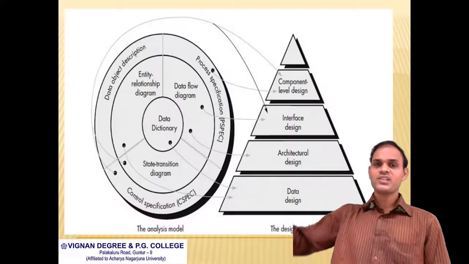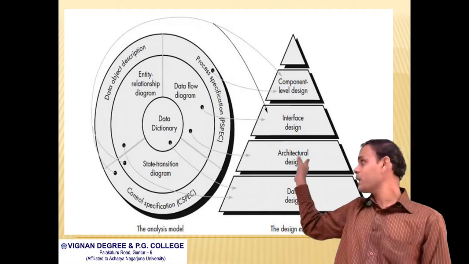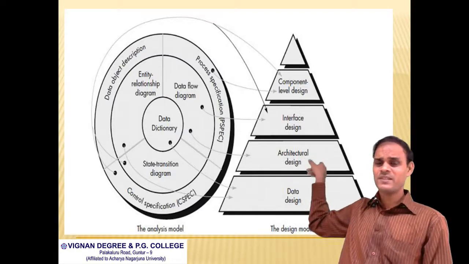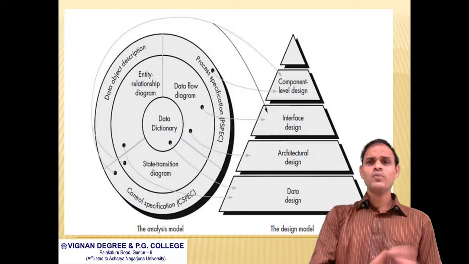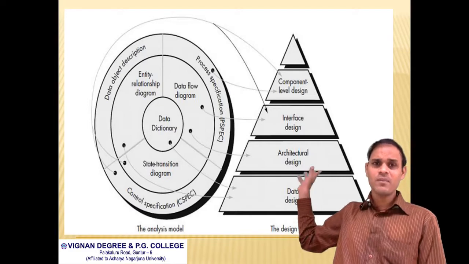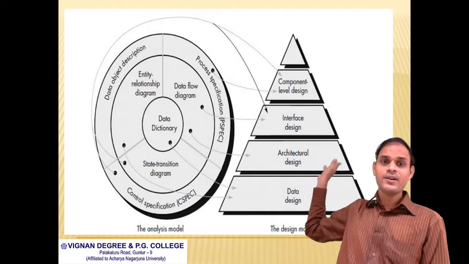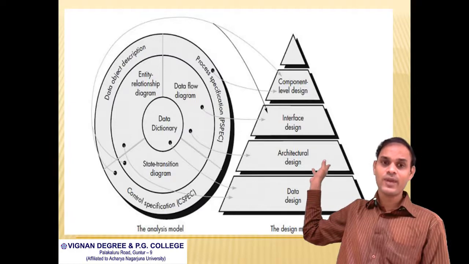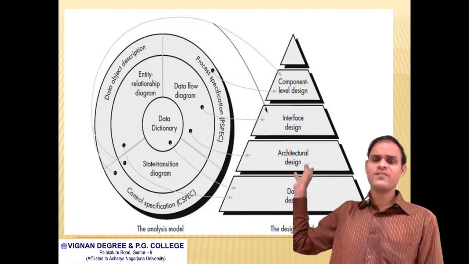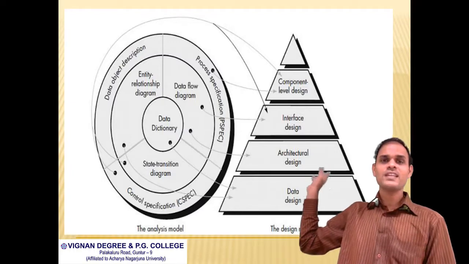So this is the diagrammatic representation of the designing process: the analysis model and the designing model, shown with circle and pyramid symbols. This shows how information is exchanged between the analysis model and the designing model. In this diagram, the analysis model consists of the data dictionary, entity relationship diagrams, data flow diagrams and control specification diagrams. Based on that, we define the interface design. So these are the designing specification models.